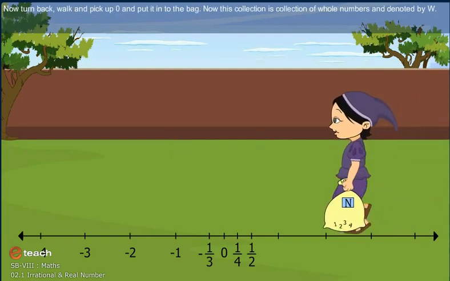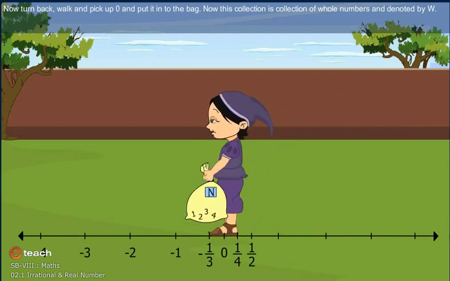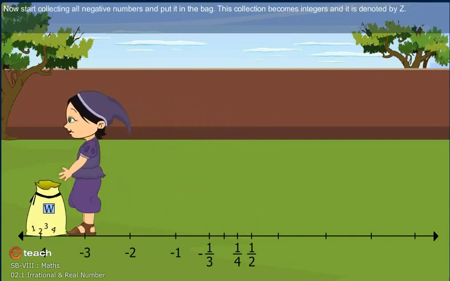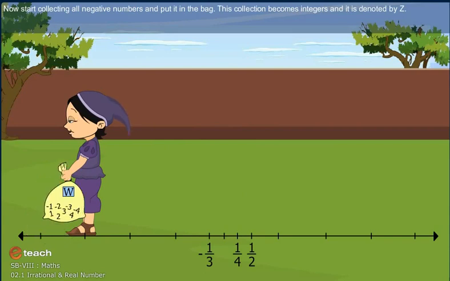Now turn back, walk and pick up 0 and put it into the bag. Now this collection is the collection of whole numbers and is denoted by W. Now start collecting all negative numbers and put them in the bag. This collection becomes integers and it is denoted by Z.